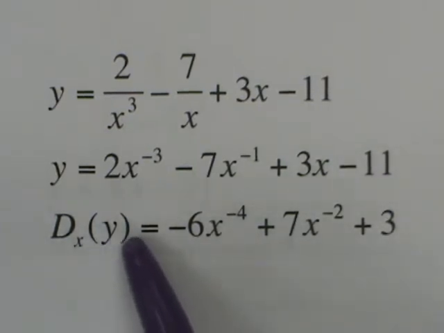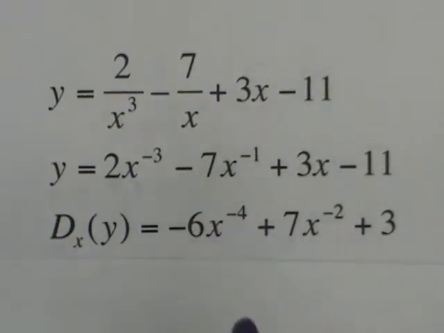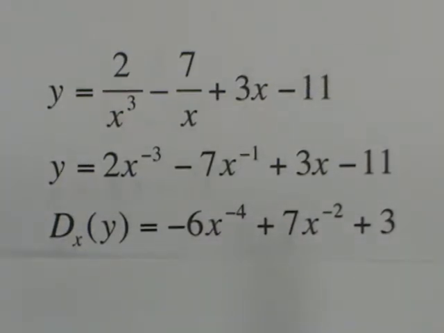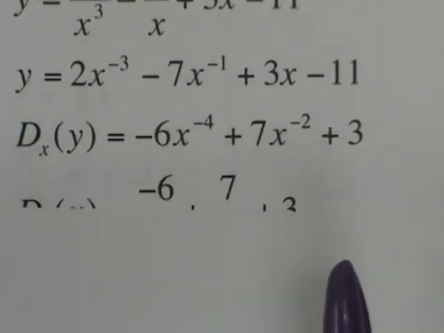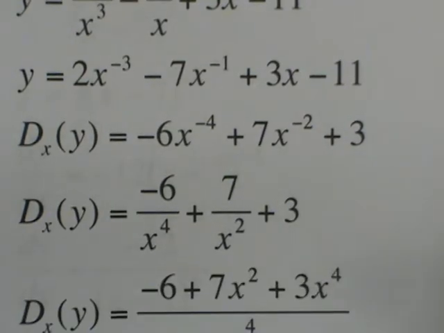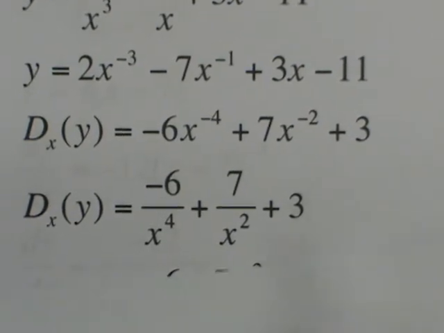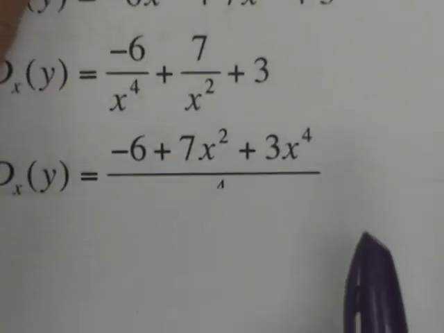As I look at this derivative notation, I notice that I still have these negative exponents. Generally, it's not acceptable to leave the exponents negative, so I will drop them back down to the denominator position. And then from there, sometimes we leave it like this. Other times we want to go ahead and take it a step farther.